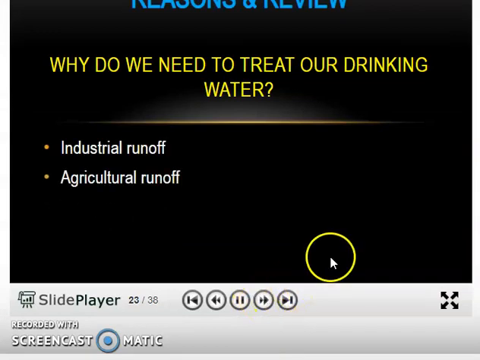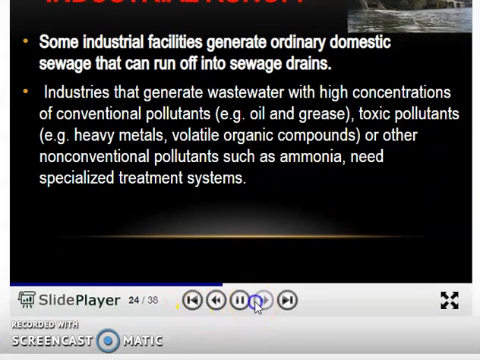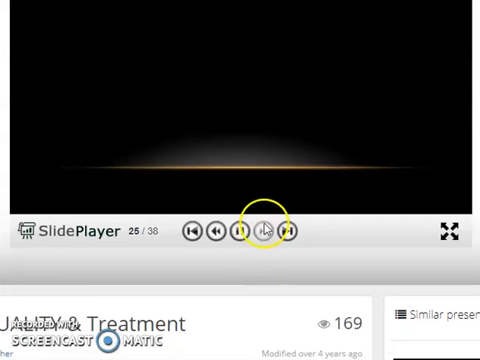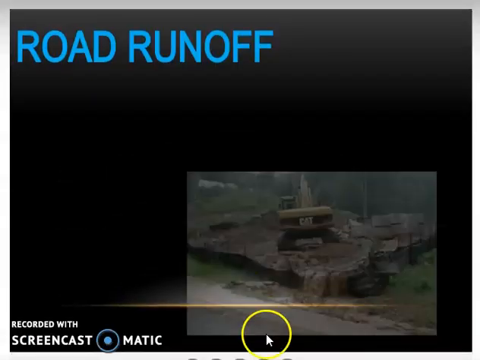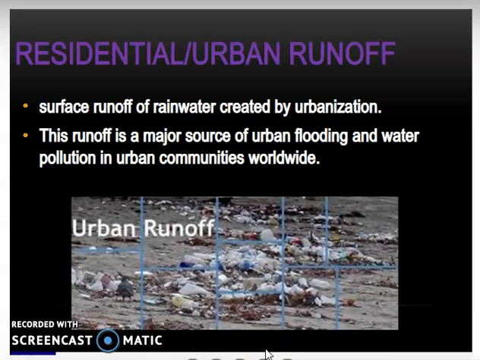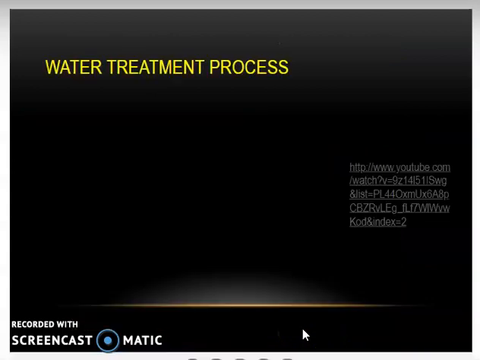Why do we need to treat our drinking water? All of those things that we just talked about, industrial runoff, that's going into our water supply potentially. Agricultural runoff, the chemicals used in the fields and used for livestock production. Road runoff, residential and urban runoff. Think about all the fertilizers used on lawns and all the pollutants in big cities. Those things are all running off.